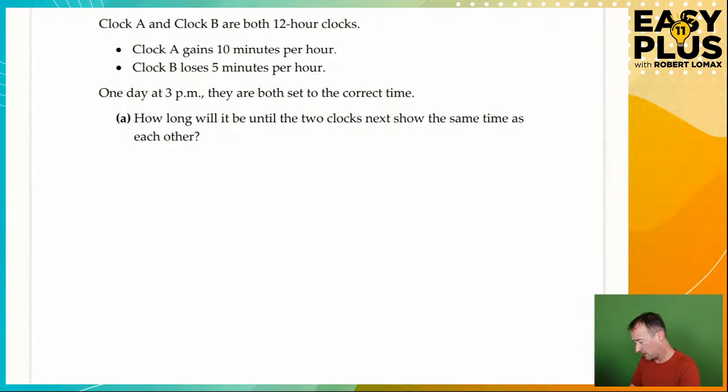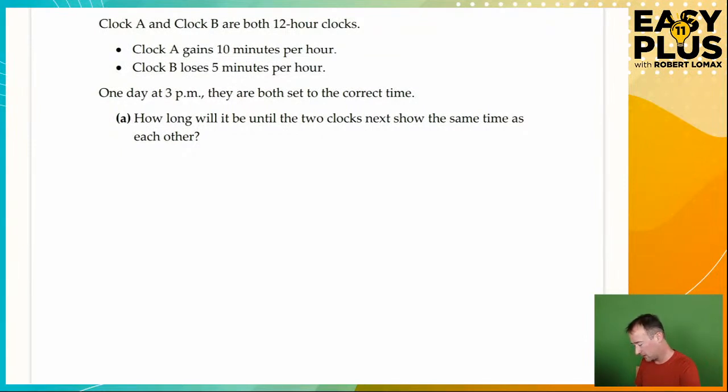Clock A and clock B are both 12-hour clocks. So what that's doing, it's just telling us we're dealing with the same kind of clock we've been dealing with earlier. Okay, but these clocks are faulty. Clock A gains 10 minutes per hour and clock B loses 5 minutes per hour. Okay, what does that mean if a clock gains time in an hour? There's another way of saying that, it's that it's fast.